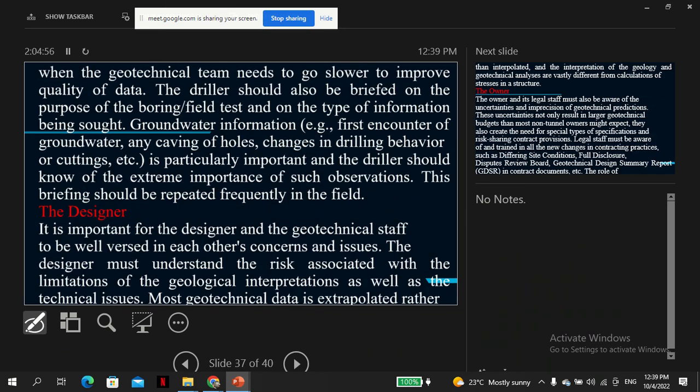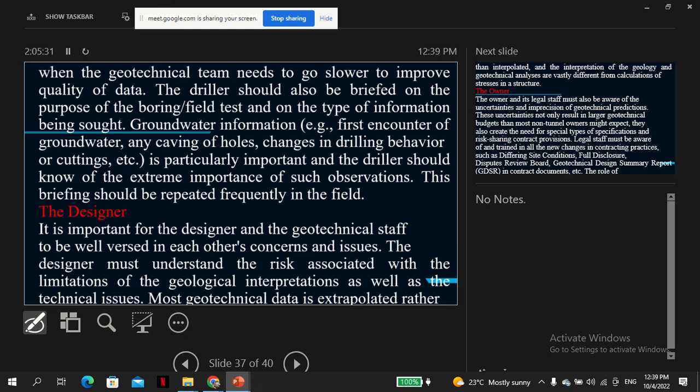So when the geotechnical team needs to go slower to improve quality of data, the driller should also be briefed on the purpose of the boring, field test, and on the type of information being sought. Groundwater information, e.g., first encounter of groundwater, any caving of holes, changes in drilling behavior or cuttings, etc., is particularly important, and the driller should know of the extreme importance of such observation. This briefing should be repeated frequently in the field.